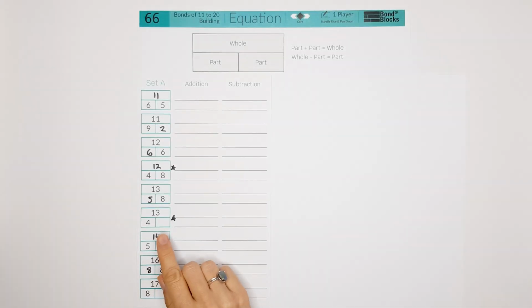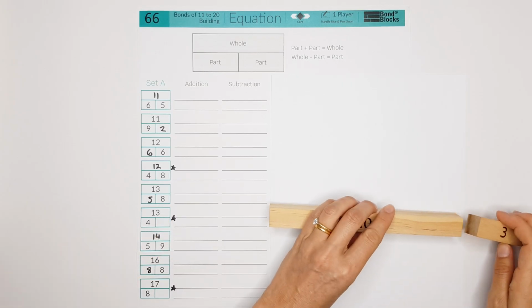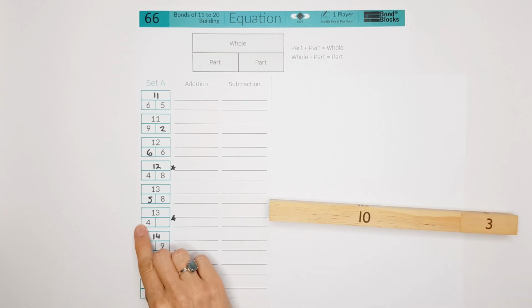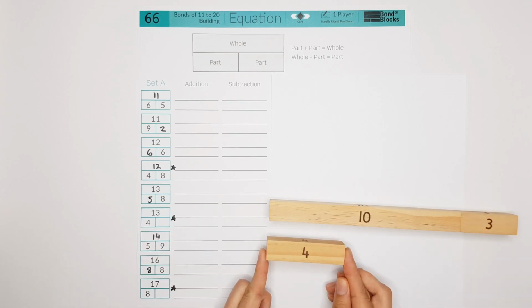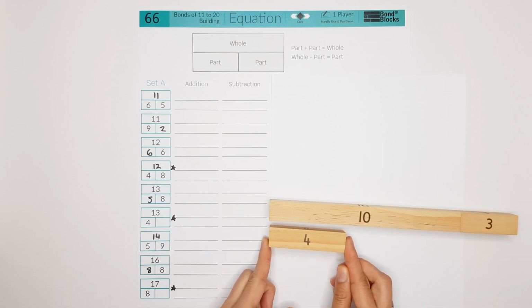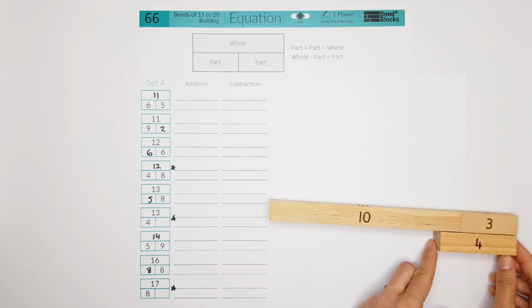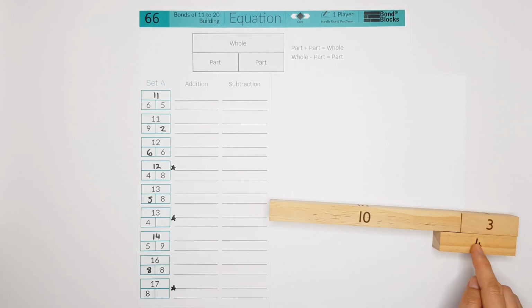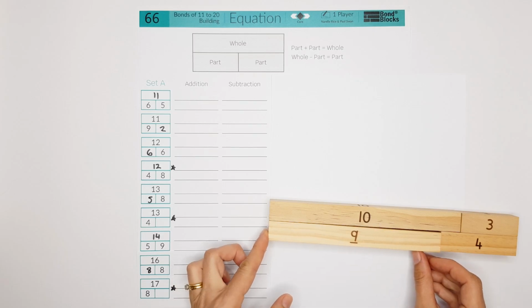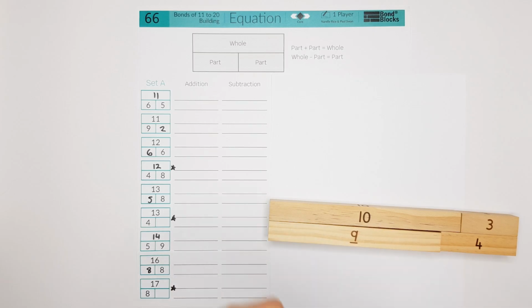I'll model one final example where this time it's a missing part. I would first represent the whole of 13. The part I know is a 4. I'm not going to place this at the front. I'm going to place it here because it's very close in length to 3. And then I can think, yes, that's one smaller. I'm sure this is a 9. So the missing part would be 9.